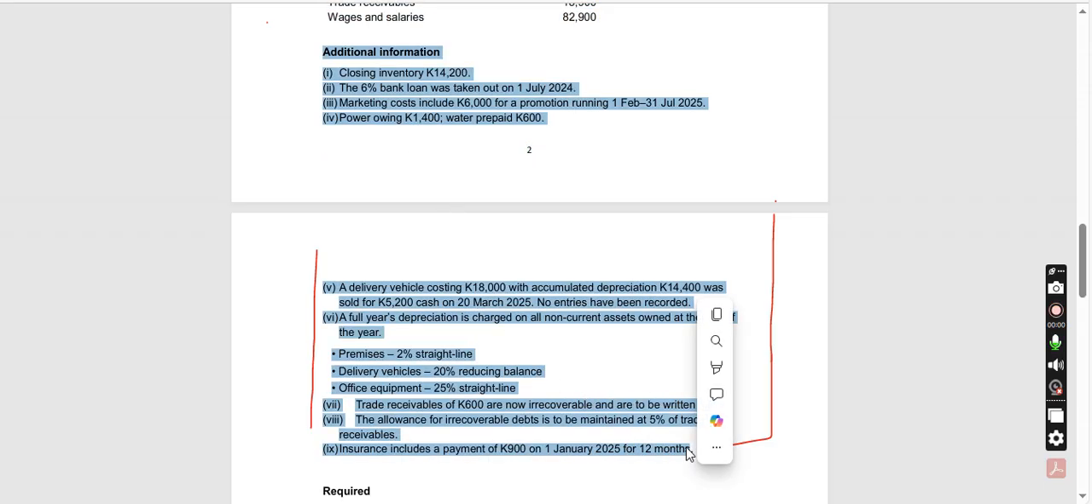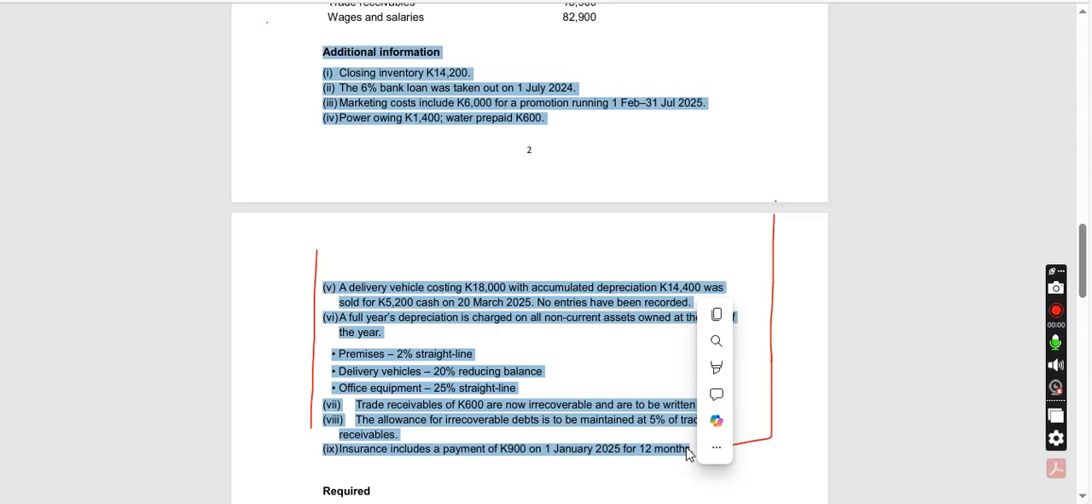All right. So when you're dealing with financial statements questions, you always need to start with your additional information, okay? Because there are some adjustments that you need to make from this information here. All right, so we're going to look at each of the adjustments, and we're going to see what happens.